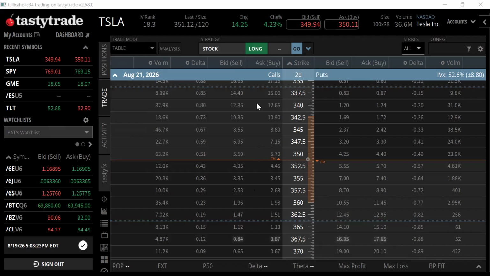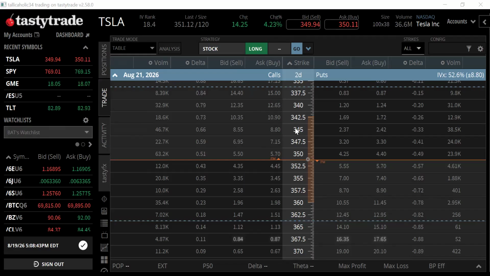Also, we have to worry about our skew. So we care about in the money, out of the money. We care about intrinsic and extrinsic value, which contains our speculation and our time. But the last thing we're going to worry about is our overall skew of the options. And that is going to be what is trading richer. So what is going to be trading more, the calls or the puts?